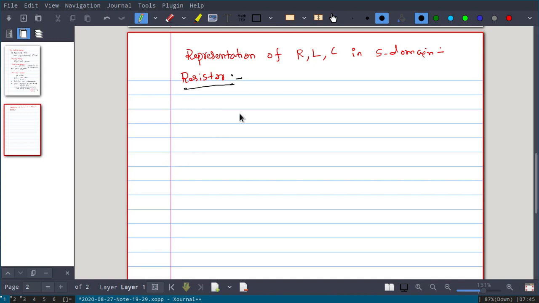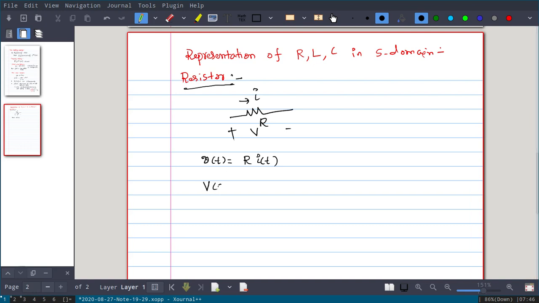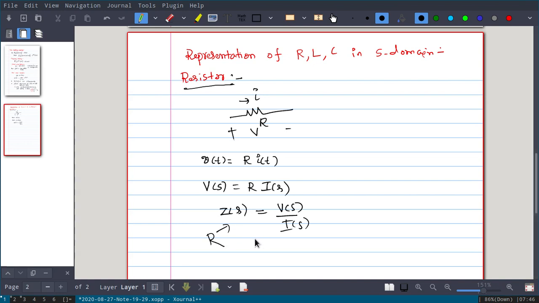Resistor: if I is the current flowing through this, V is the voltage across this, and R is the resistance value, then the equation is V of t equals R into I of t. If you take the Laplace transform on both sides, it is V of s equals R into I of s. And Z of s, the impedance, whose unit is ohm, equals V of s by I of s. It is essentially resistance, but in the complex frequency domain.